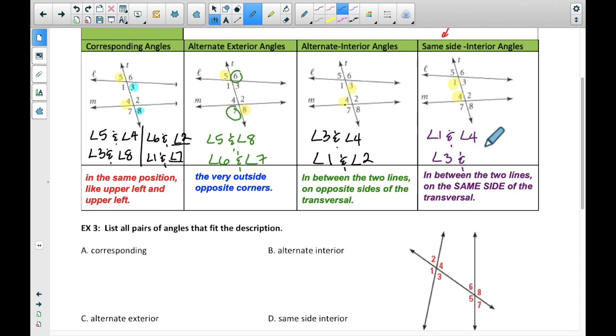Okay, so I wrote down angle 1 and angle 4. Those are same side interior. Angle 3, and what would go with that? That would be angle 2.